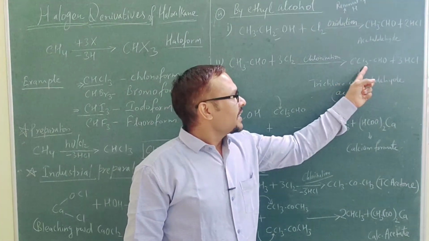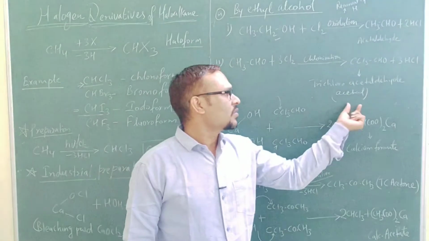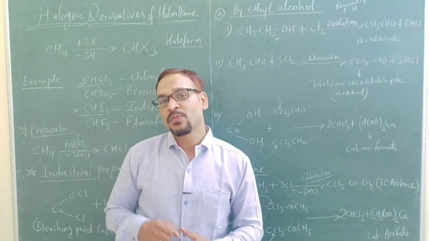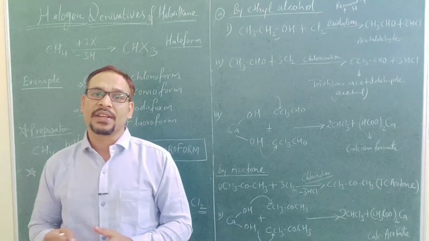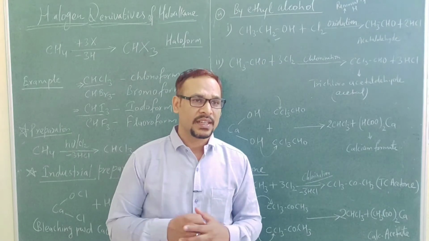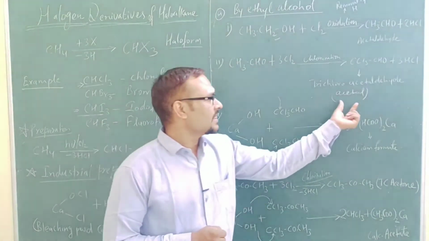This is trichloroacetaldehyde, and in general it is called chloral. Chloral is very important as far as the preparation of many organic compounds is concerned. It is used to prepare many types of organic compounds, right? So what will happen? We get the chloral.